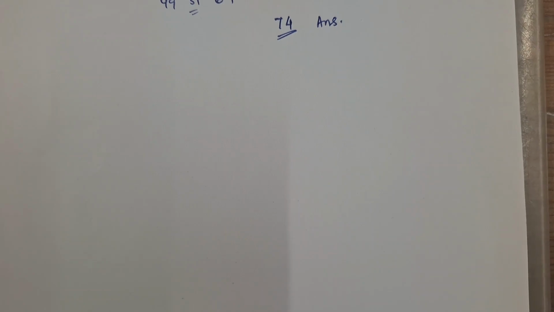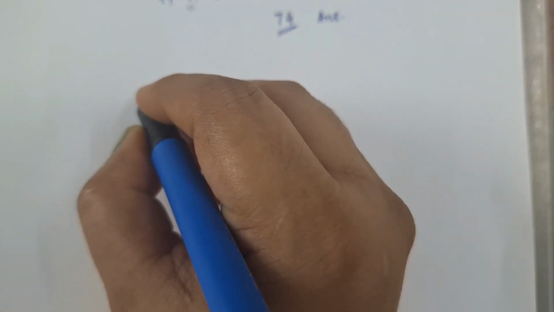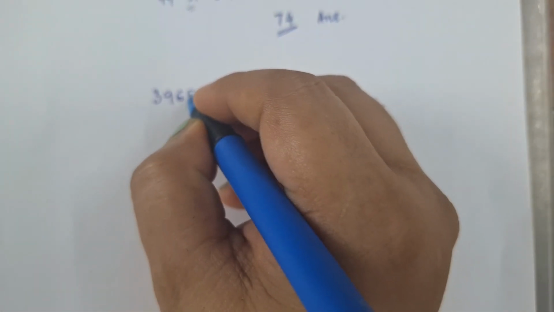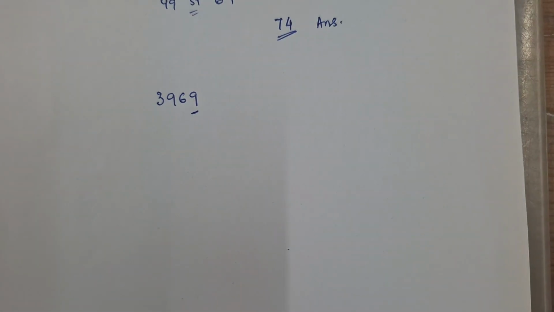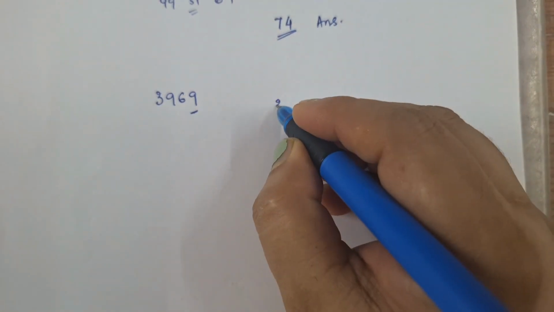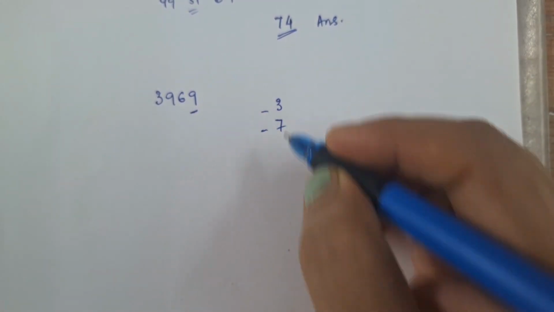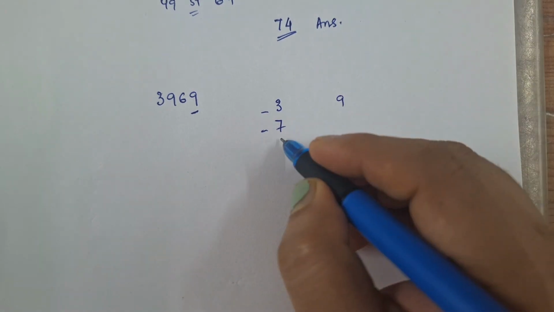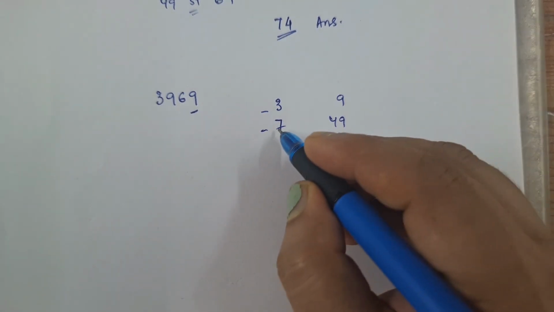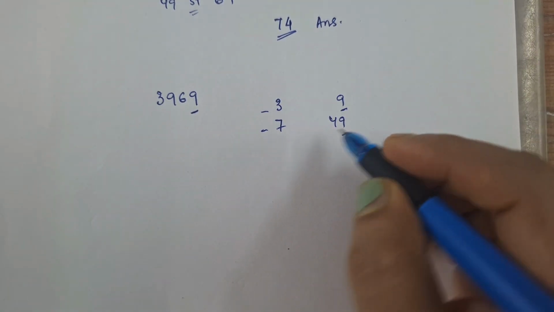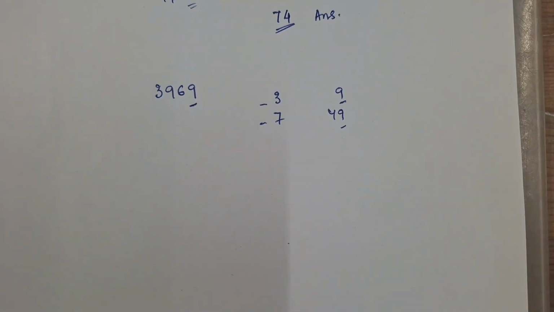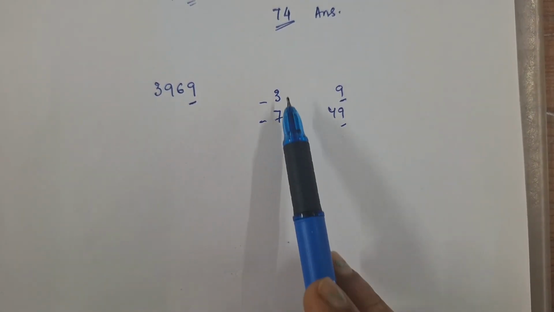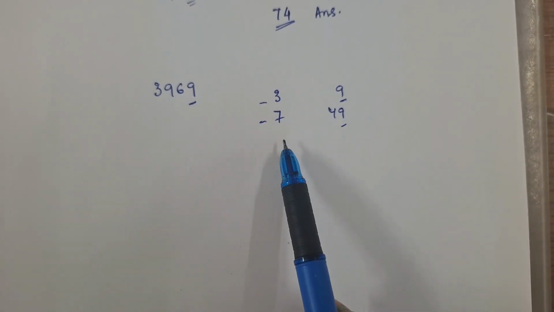Now let us do one more example, students. Let us take 3969. What we have to do in this case? We have to identify the possibilities for the last digit. Now for possibility for last digit of 9, we have two digits, that is 3 and 7. Why 3 and 7? Because 3 square is 9, 7 square is 49. So the squares of 7 and 3 are ending in 9. In our given number, the last digit is 9. So we have to identify first the last digit possibilities. We have got two possibilities, 3 and 7.